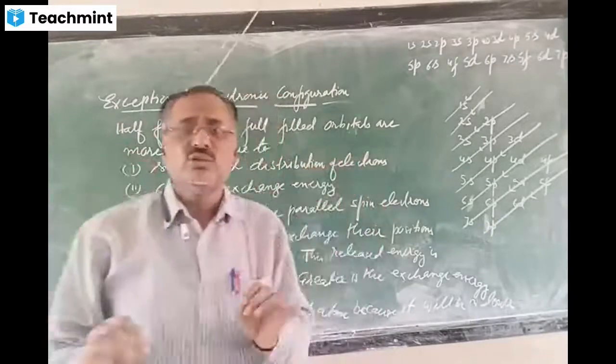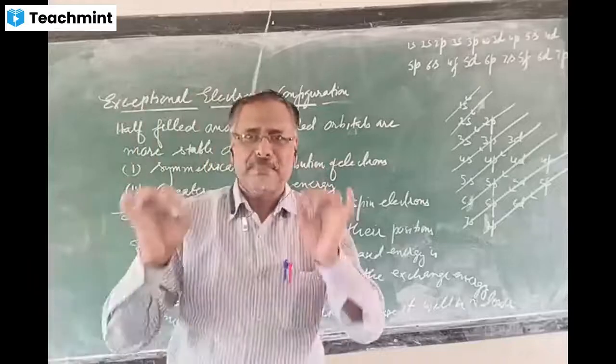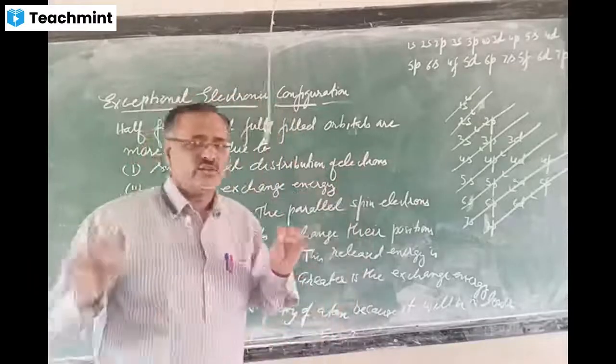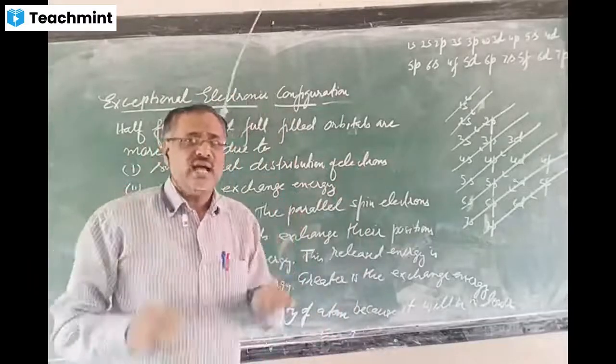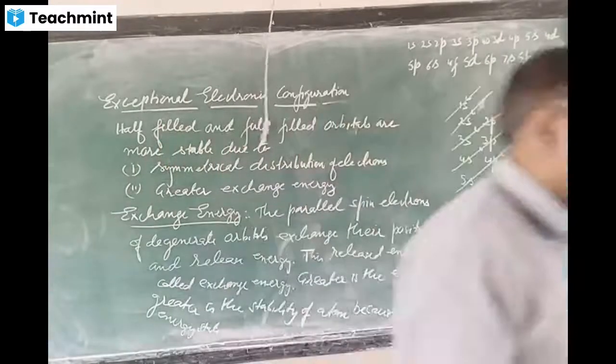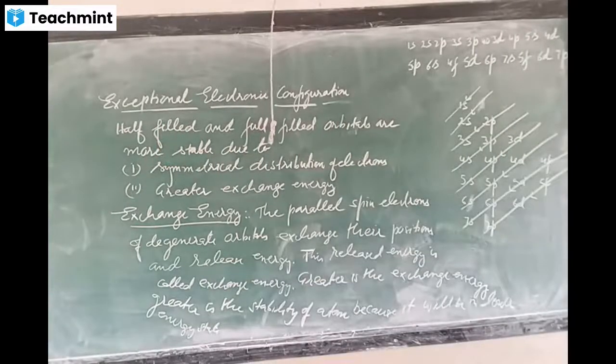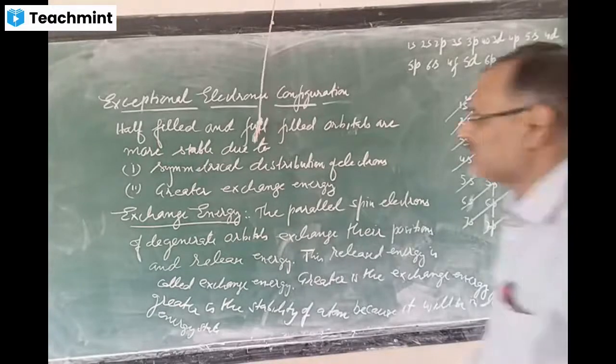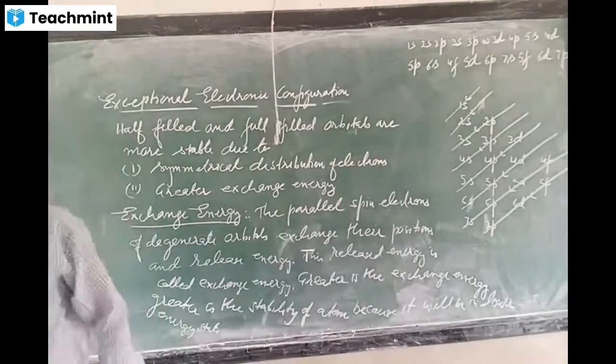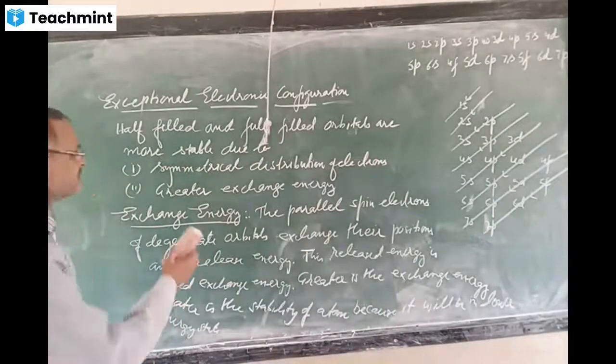So I will show you how many exchanges are possible when the electronic configuration is 3d4 and when it is 3d5. That I will show you. Can I rub? Have all written? Yes, sir.